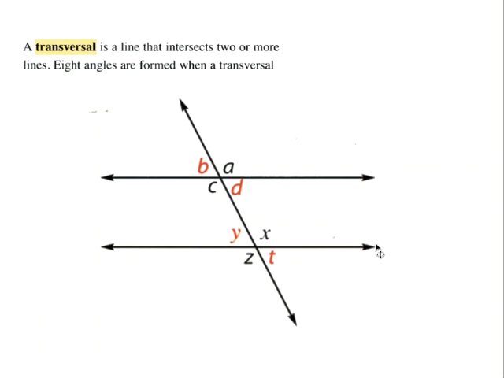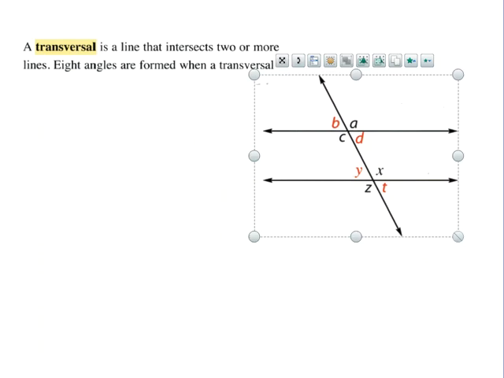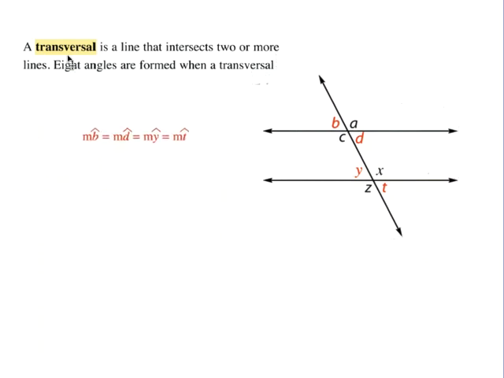So if these are parallel, as you see these red letters, angle B, angle D, angle Y, angle T, they are acute angles and all of them are congruent. So as a measure, they are equal. This is very important here. It's not important what the name is. The name is transversal, it's okay, but how it works is important here. All acute angles, measure of B, measure of D, measure of Y, and measure of T, all of them are equal.